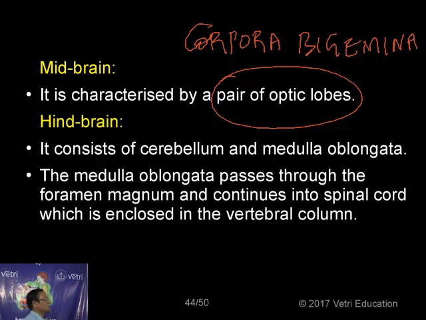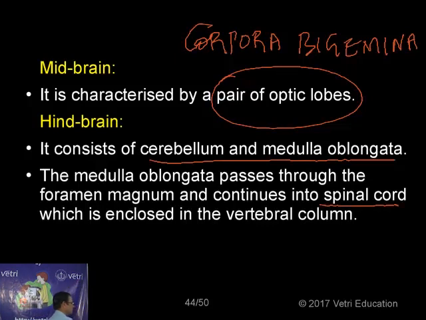The hindbrain I mentioned has 2 components, cerebellum and medulla oblongata. Now the medulla oblongata continues behind as the spinal cord, which passes through a large opening of the skull. The large opening of the skull is called foramen magnum.